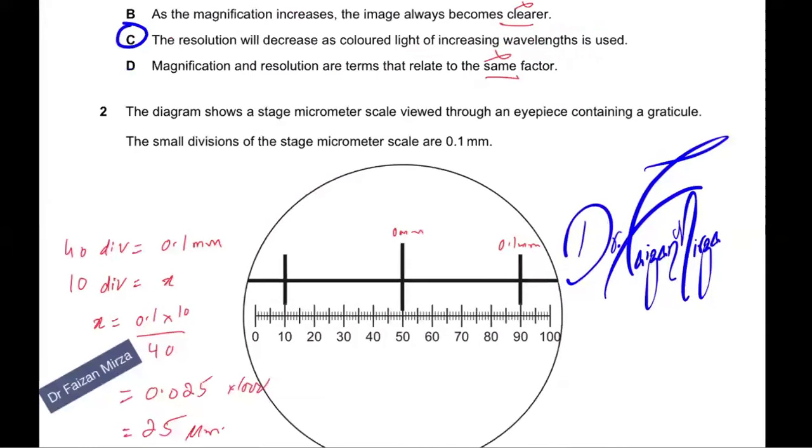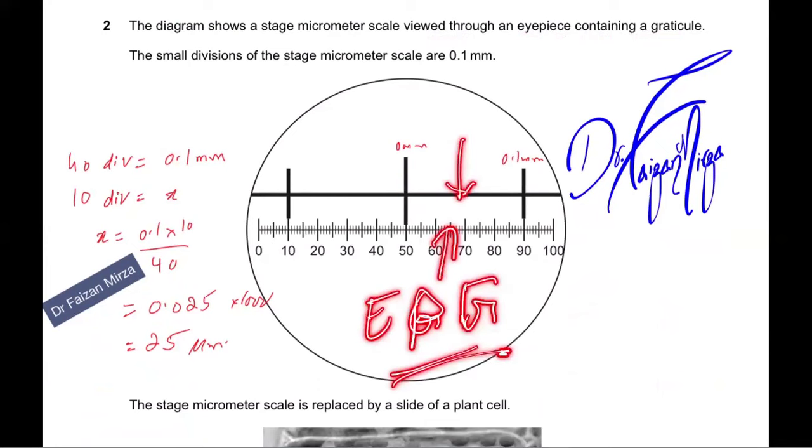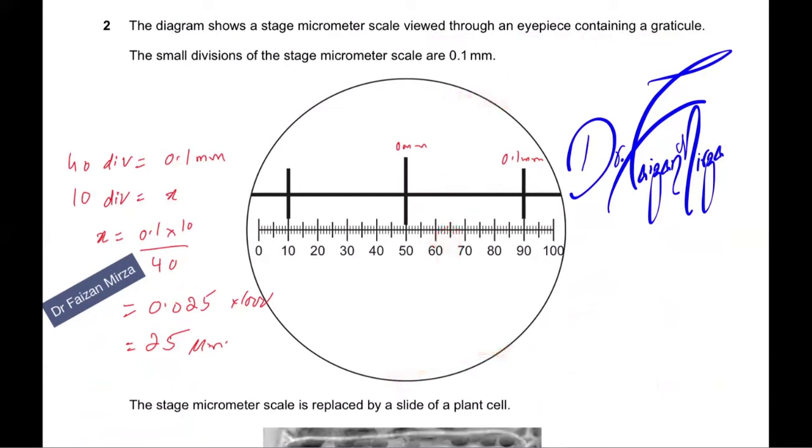No, that's incorrect. Question 2. The diagram shows the stage micrometer scale viewed through an eyepiece containing a graticule. So this is the eyepiece graticule here, and this scale is the stage micrometer. The small divisions of the stage micrometer are 0.1 millimeter, which means this bold line on the stage micrometer and the other bold line on the stage micrometer are 0.1 millimeter apart from one another.